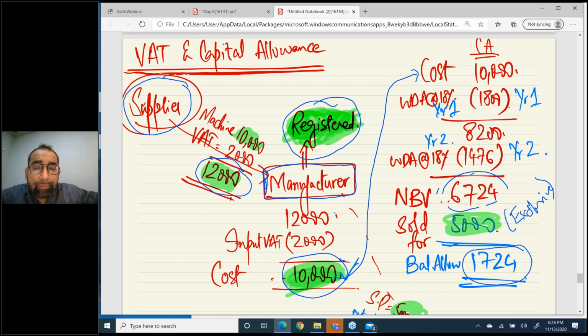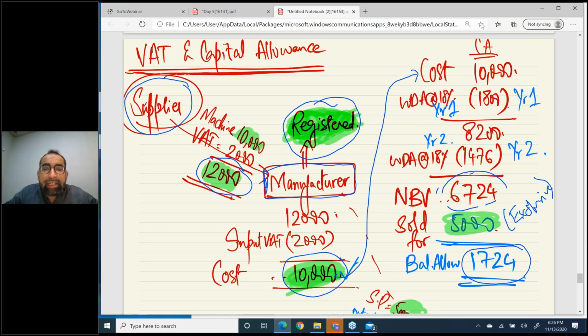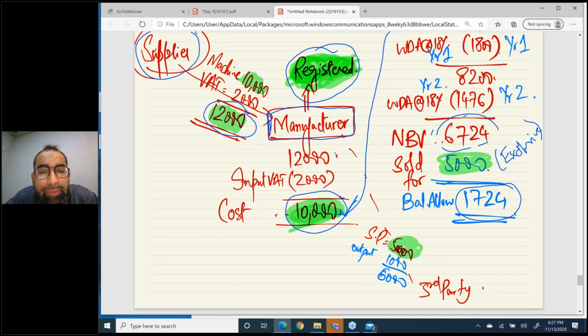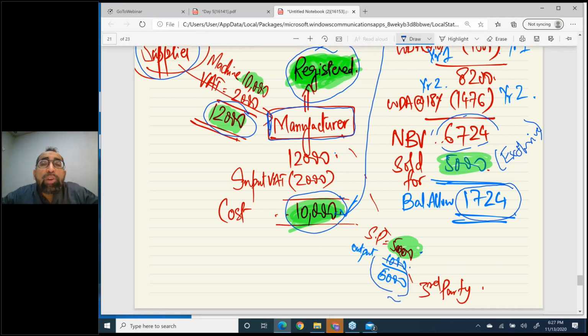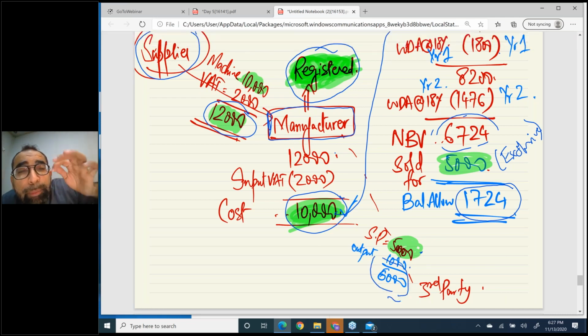Now one more point. As we are a registered trader, at the time of purchase we got input VAT. At the time of sale, we are selling it for 5,000, but from the customer we will charge output VAT of 20%. 20% of 5,000 is 1,000. So we will take 6,000 from the third party, but out of this 6,000, 1,000 we will return as output VAT to the government.